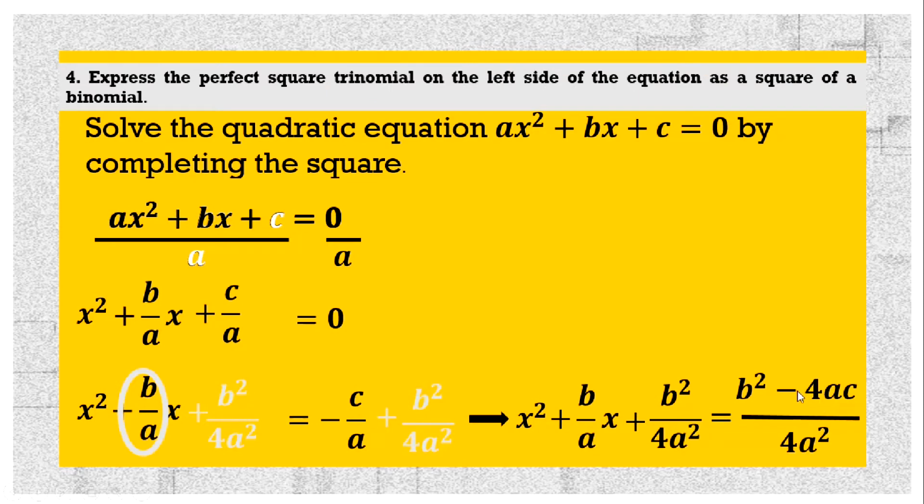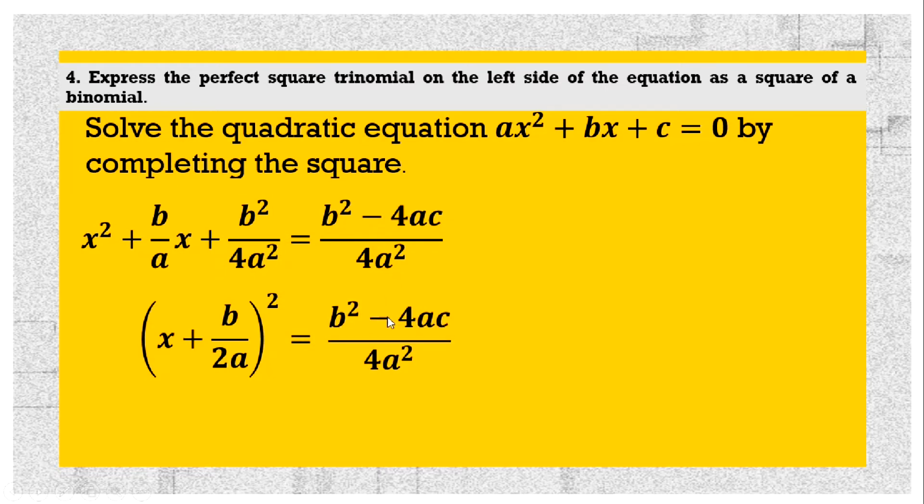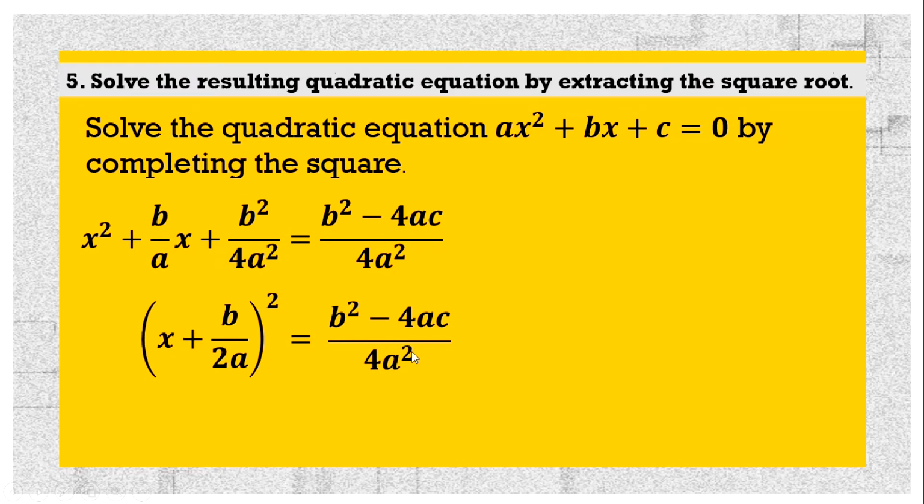Next step is to express the perfect square trinomial on the left side of the equation as a square of a binomial. So we have x squared plus b over a times x plus b squared over 4a squared. This is a perfect square trinomial, and if we convert it into a square of a binomial, we will be having this: quantity x plus b over 2a, squared, equals b squared minus 4ac over 4a squared.